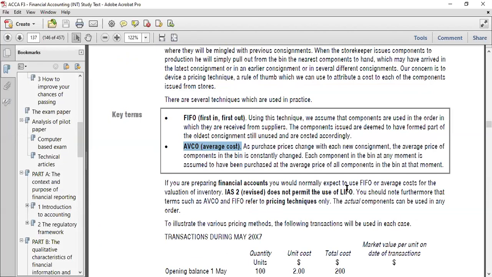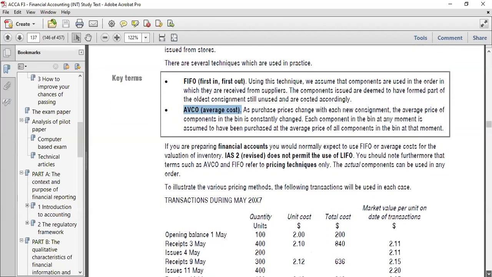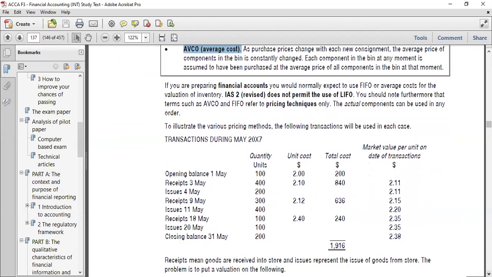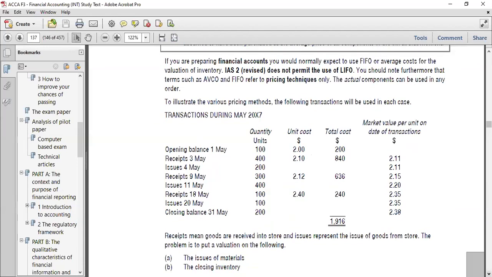As we can see here, they're highlighting that IAS does not permit LIFO, what we call last in, first out. I don't know if you might find this in any course unit, but just so you know, we basically use AVCO and FIFO. There's a small example here that will help us know how to handle the other question.